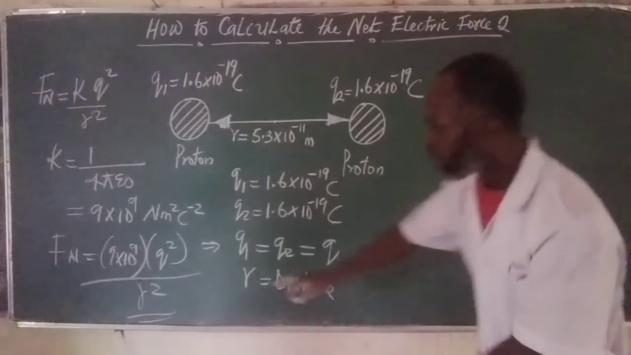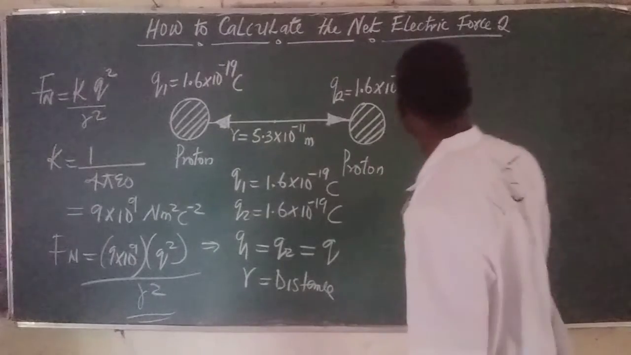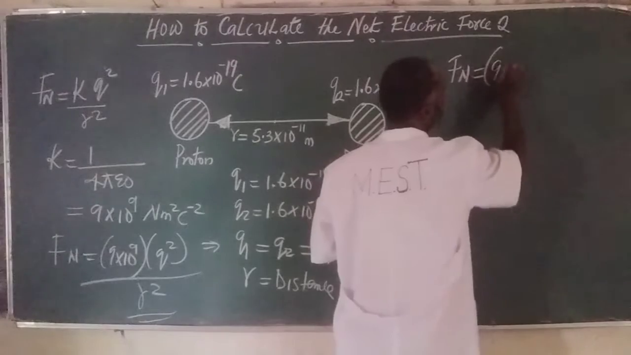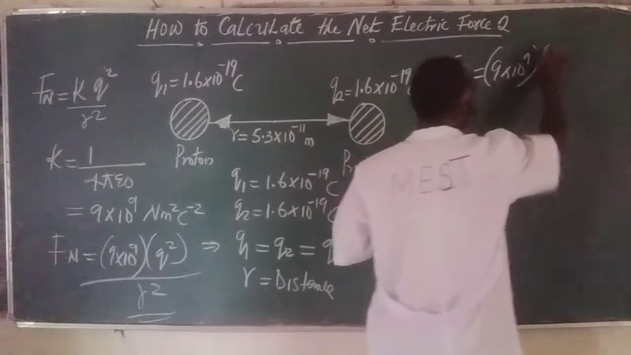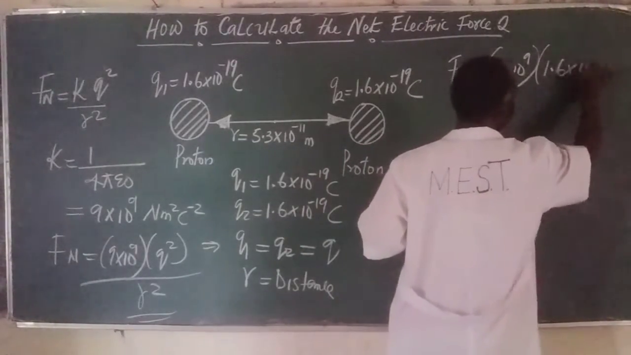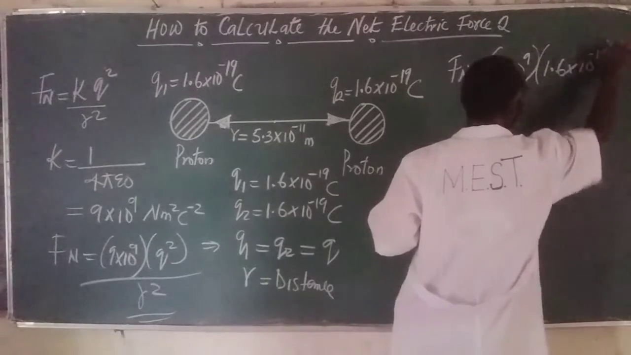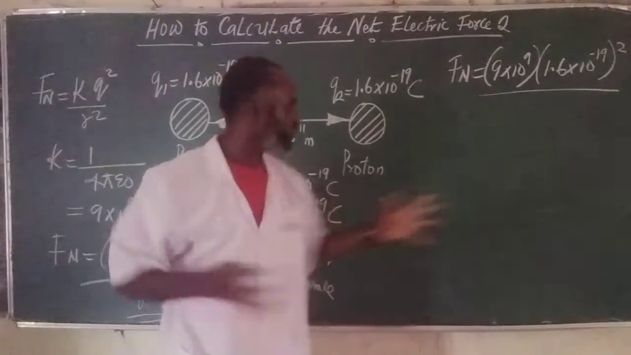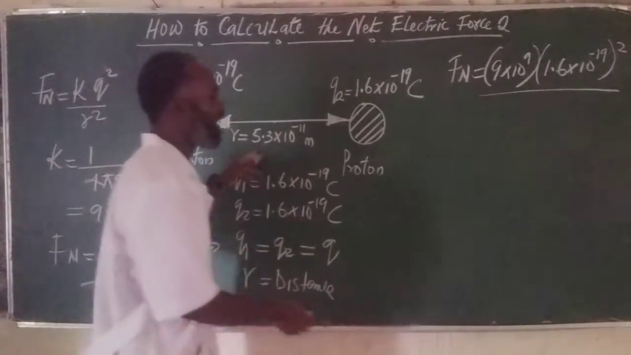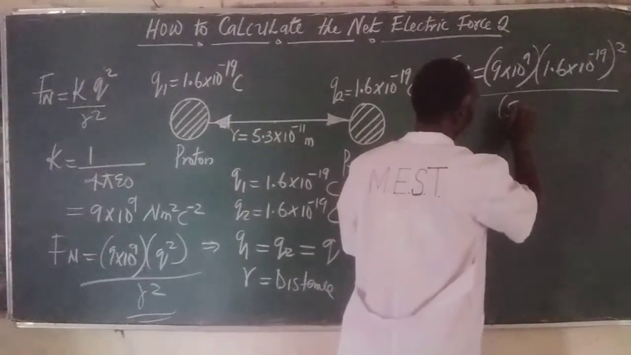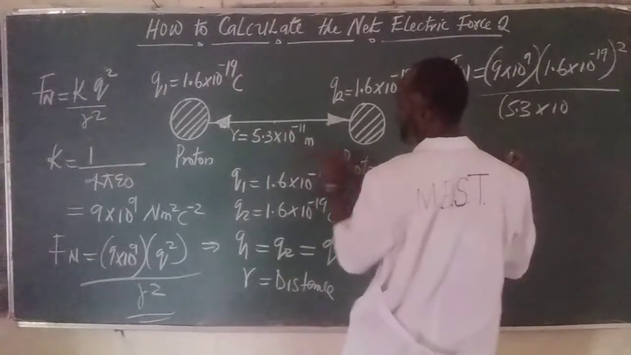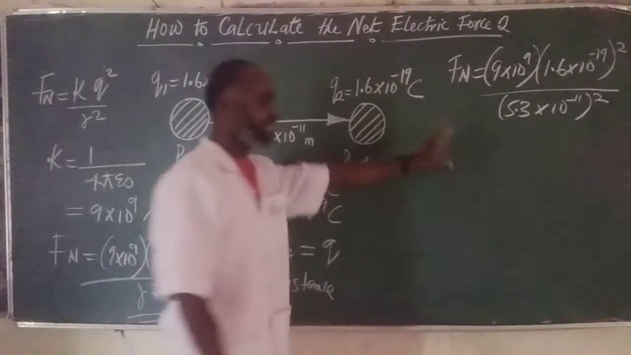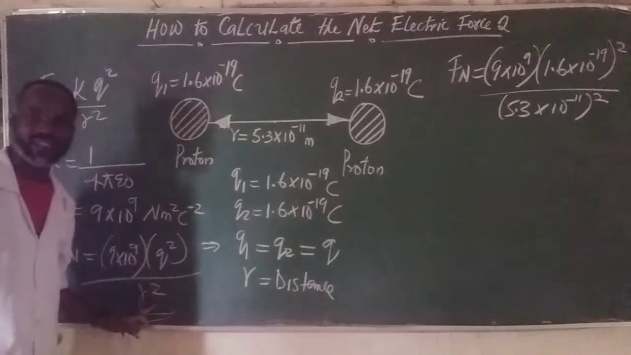So what do we do now? We put in completely what we have. Fn becomes, let's take it this way, brackets, 9 times 10 raised to the power 9, and then 1.6 times 10 raised to the power minus 19, all squared, all over the distance separating the two protons. Look at it. So R becomes 5.3 times 10 raised to the power minus 11 meters squared. We must take note of that because all of that is squared.